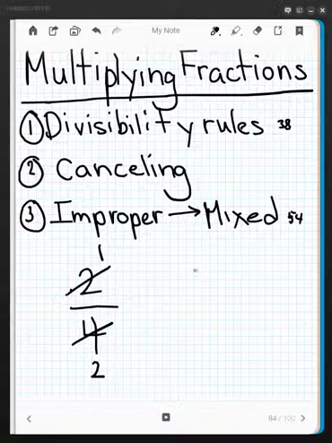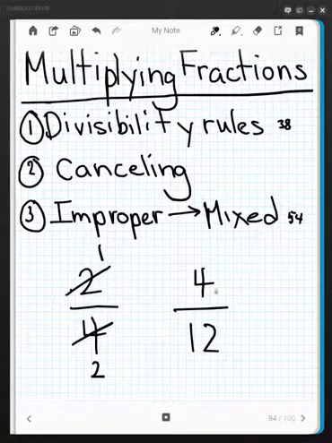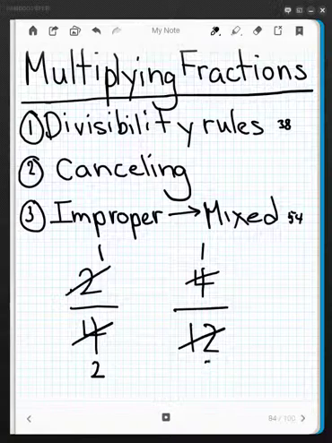Here it is again, as 4 and 12. The common factor here is 4, so 4 divided by 4 is 1. 12 divided by 4 is 3. And that's canceling. You can do canceling as long as you're doing one numerator to one denominator. You can't do it across the numerators, you can't do it across the denominators, only numerator to denominator.